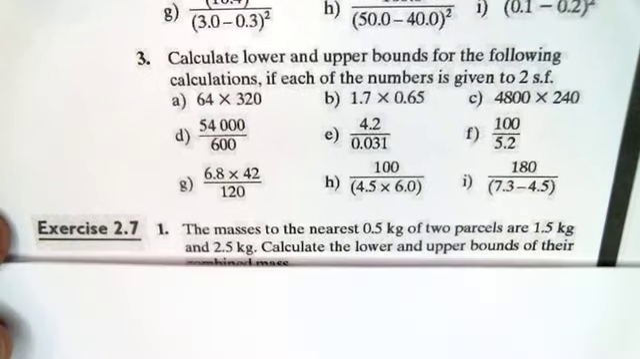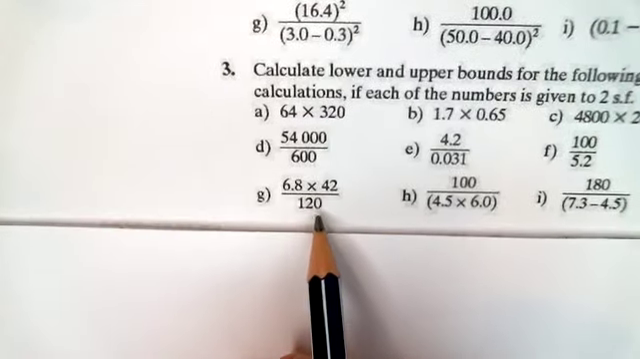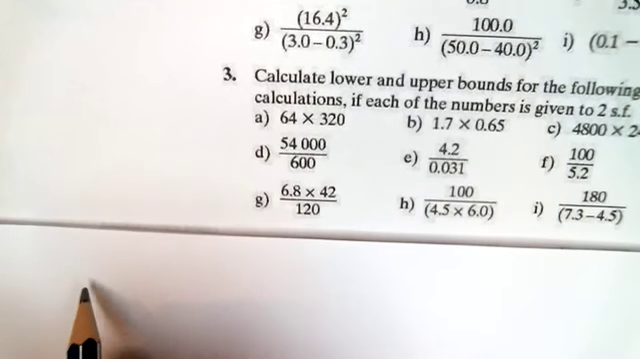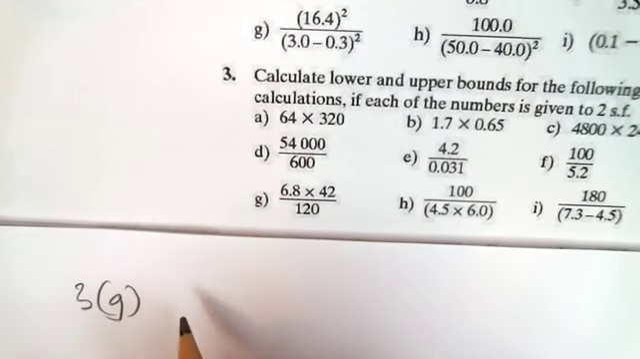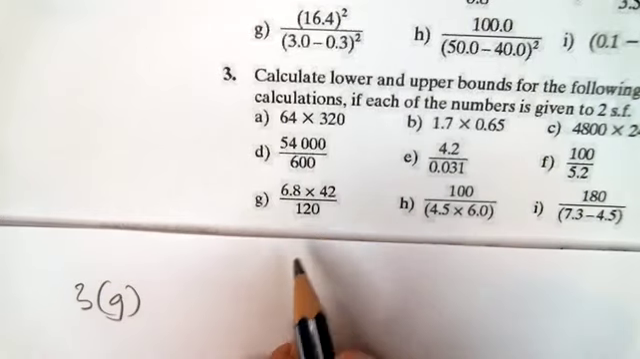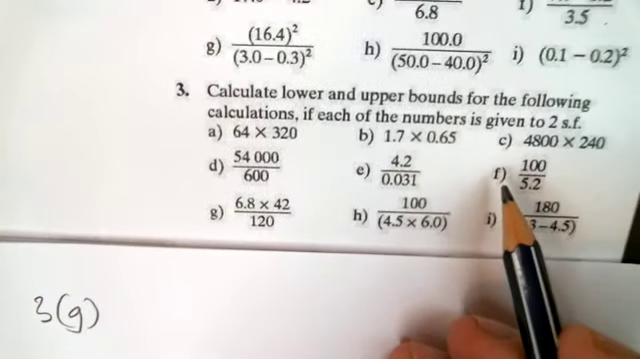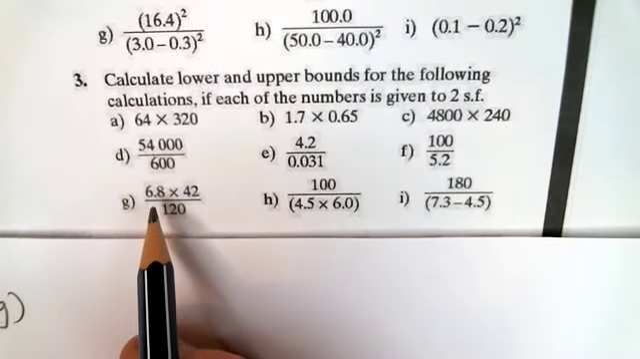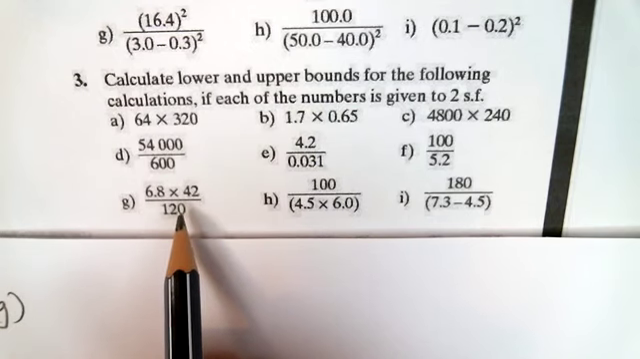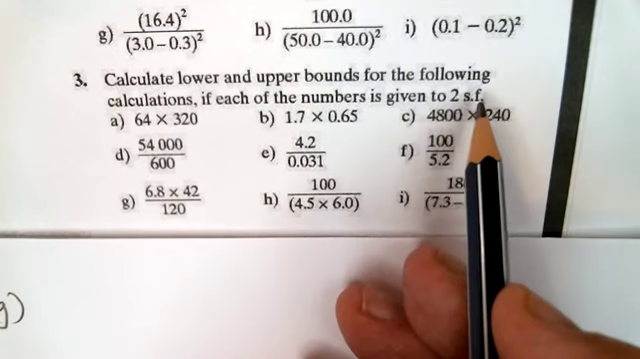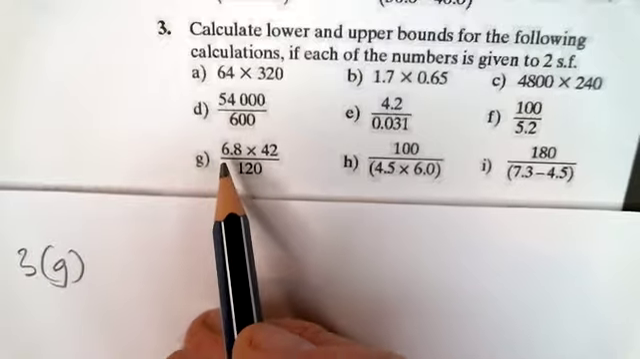All right, I've been asked to have a look at this one here. This is question 3G, and we're looking at upper and lower bounds. In this case, we've been told to find the outcome of this to two significant figures, so the upper and lower bounds to two significant figures.